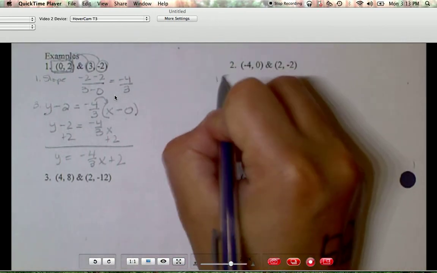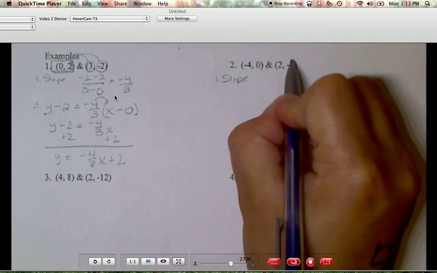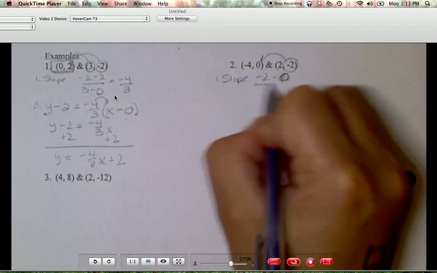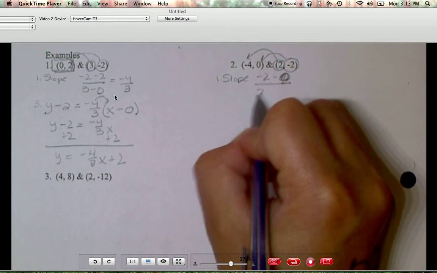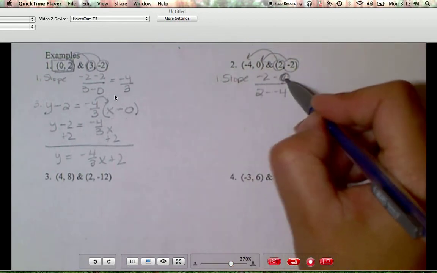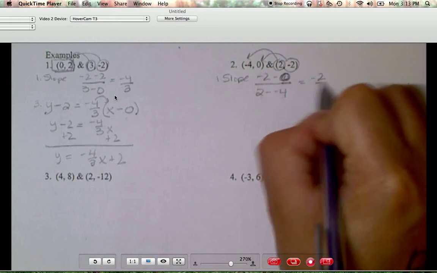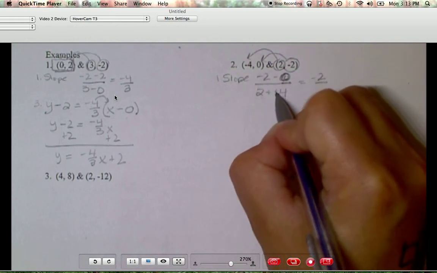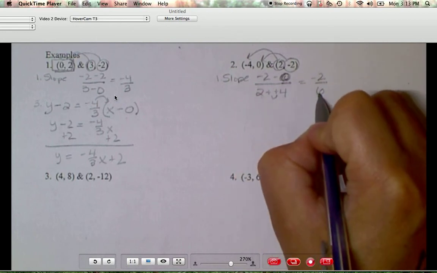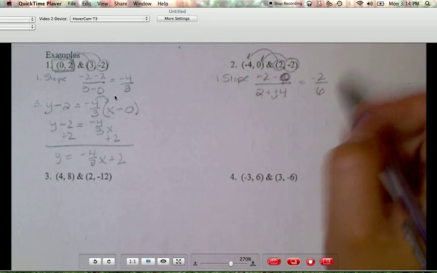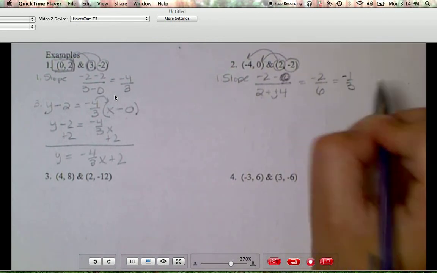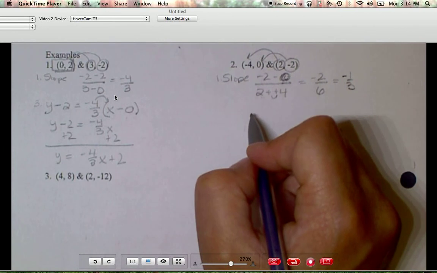Calculating the slope: -2 minus 0, over 2 minus a -4. So we get -2 minus 0, which is of course going to stay -2, and these two negatives, we make it positive, and we get 2 plus 4 is 6. We have to reduce this. You must reduce this. So when we divide the top and bottom by 2, we get -1/3. So there's your slope.